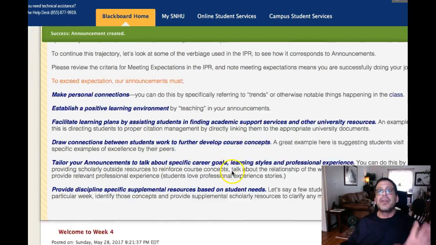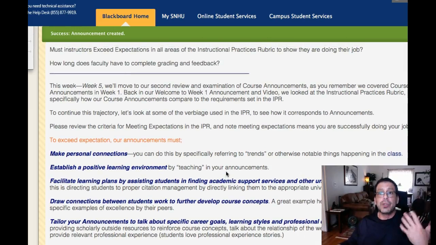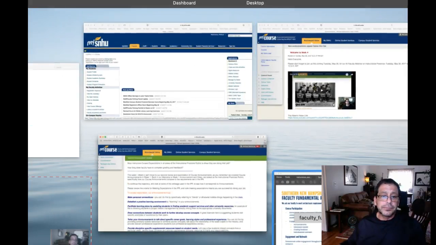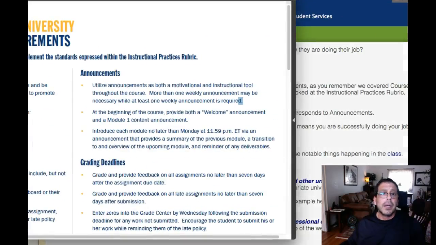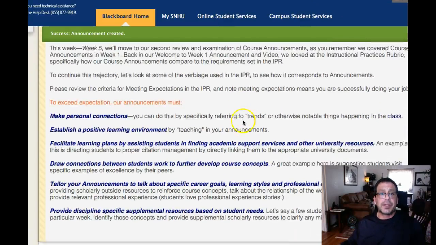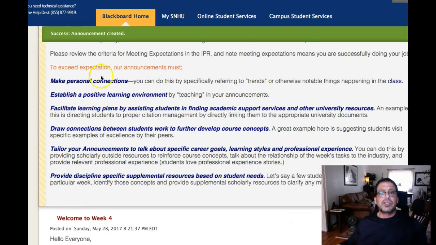That said, there were still some faculty interested in knowing how to exceed expectations, and how we read the faculty fundamental requirements, and how we read the IPR to decipher what we need to do to exceed expectations. So what I've done here is I've broken it down, and this would be personal for announcements, as we're going into announcements again this week. So just go through these. It's pretty important to know how you exceed expectations.